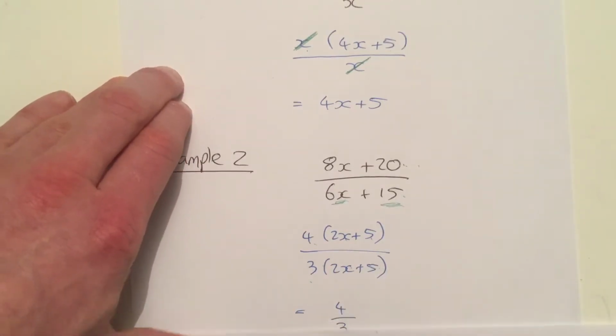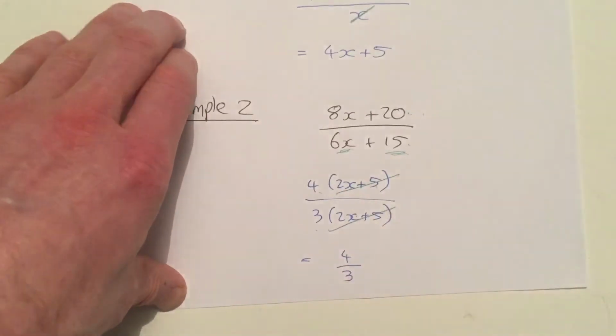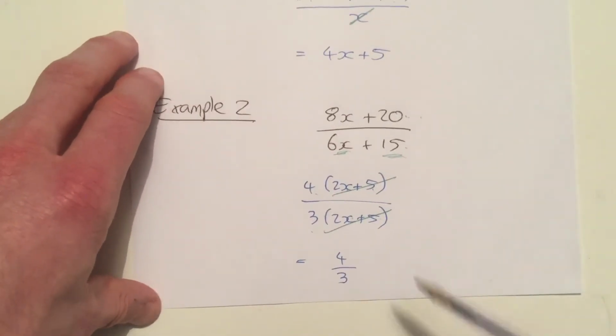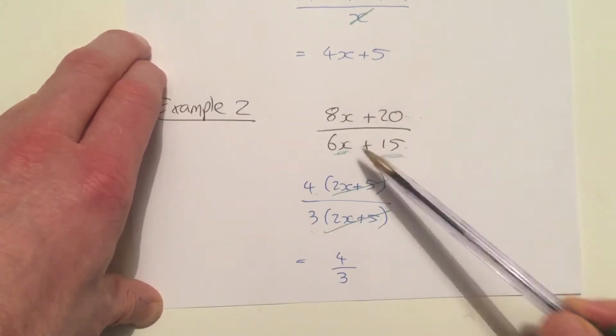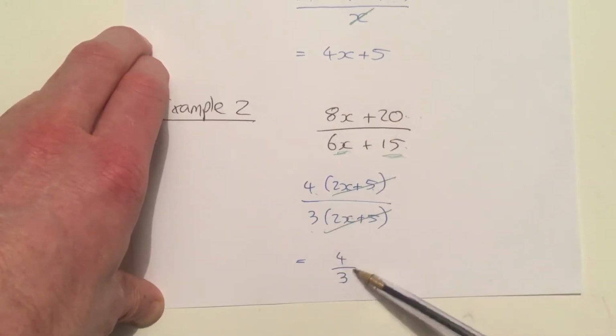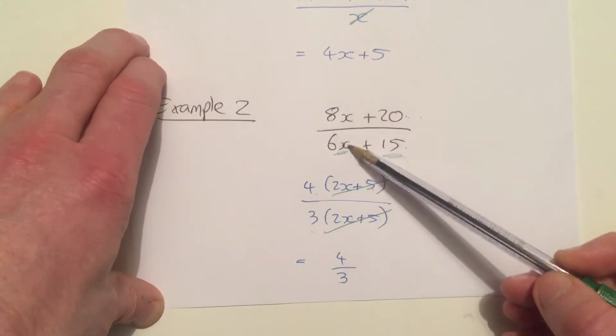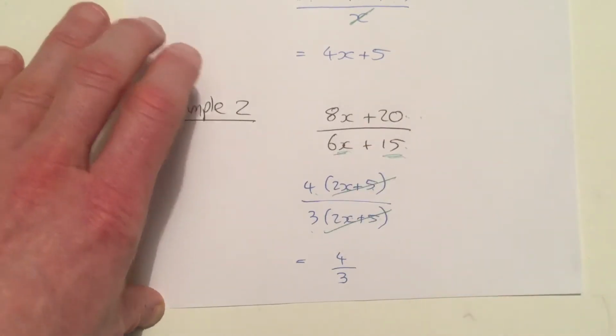And now I can see that the 2x plus 5 is my common factor here. That will cancel out, and so actually this fraction here will just simplify to be 4 over 3. Doesn't matter what x is, it will cancel out and I'll just get 4 over 3.